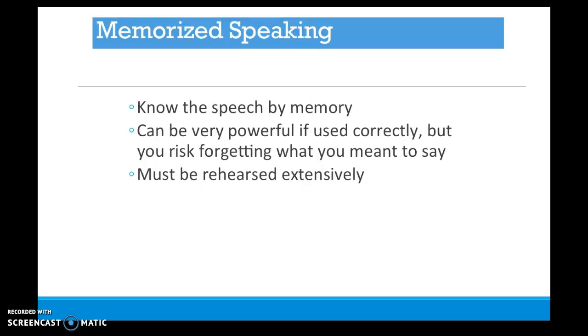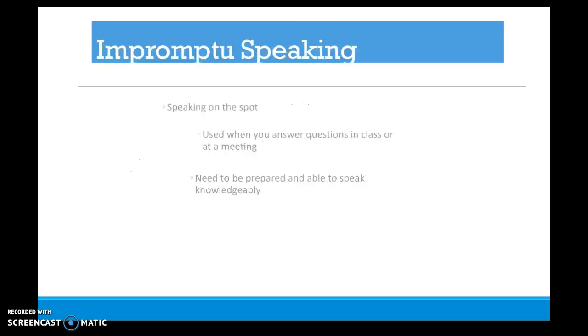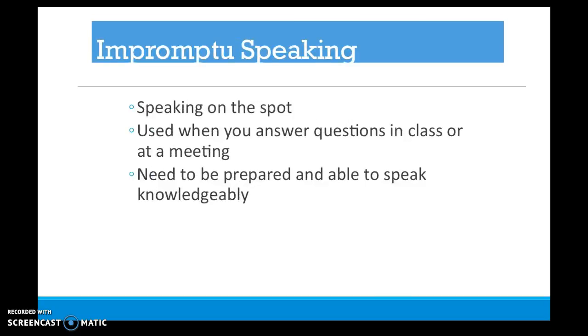I suggest never, ever memorize your speech. Memorizing means you rehearse the speech so much you commit it to memory. I would not memorize any of the speeches in our class. We won't be doing impromptu speaking on the spot. This is with very little, if any, preparation or rehearsal.